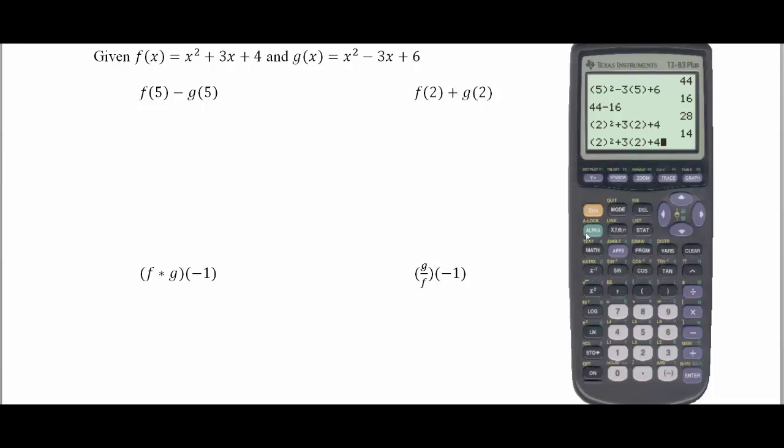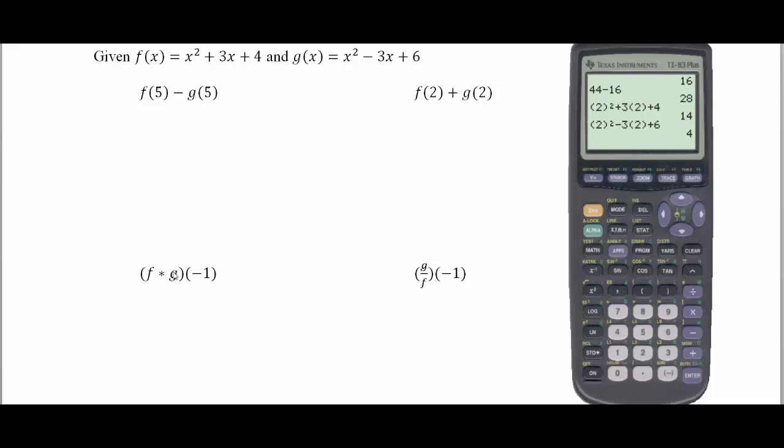Now if I hit second enter 3 times, this takes me back to my g of x. So if I change that to a 2, I now have my g of 2. So there's 14 plus 4, and I don't even need to type that in because my f of 2 plus g of 2 is going to be 18.